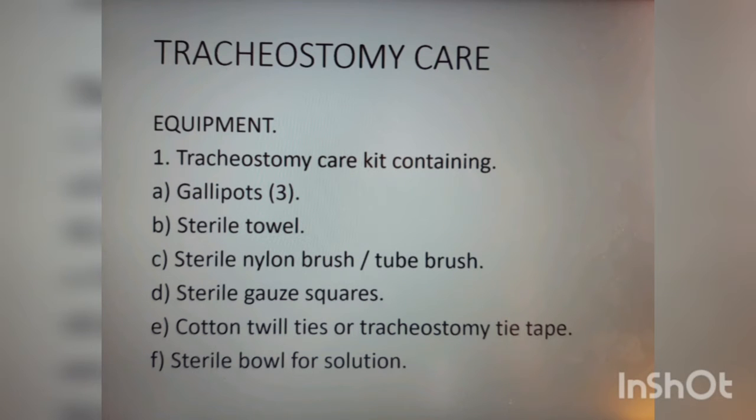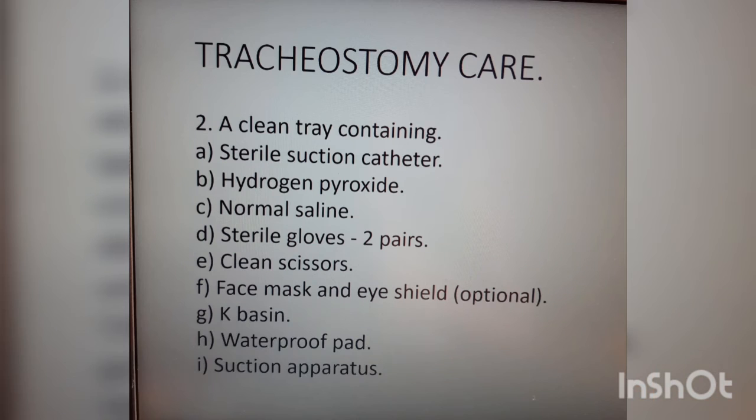Now we'll see the equipment needed for tracheostomy care. In tracheostomy care, we need two trays. On the first we keep the tracheostomy care kit, and the next tray is a clean tray. The tracheostomy care kit needs three gallipots, a sterile towel, a sterile nylon brush or tube brush, a sterile gauze square, cotton twill ties or tracheostomy tie tape, and a sterile bowl for solution.